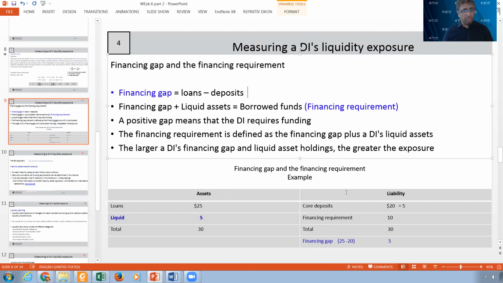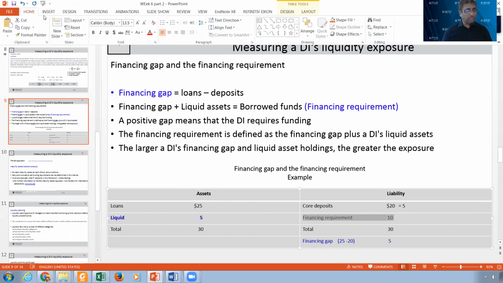Now when I want the financing requirements, I will have some type of liquid assets. So I need to add my liquid assets to the financing gap. My financing requirements now, which is a new term, what I need to borrow, will cover the financing gap, which is the difference between the two, plus the liquid assets I wish to hold because I need to have liquid assets. The liquid asset is 5 and the financing gap is 5. So this is what I need to borrow. The financing requirements, as you can see, is actually 10.